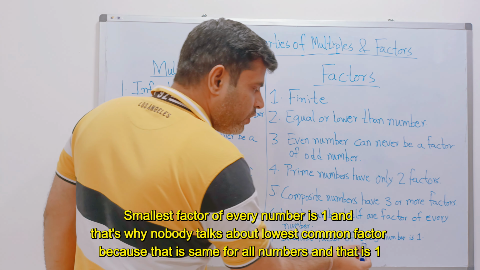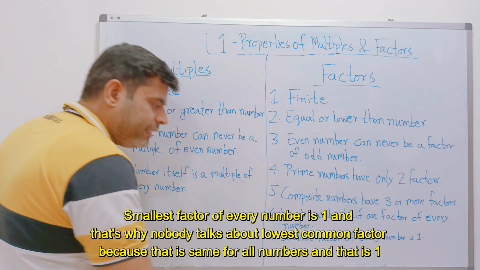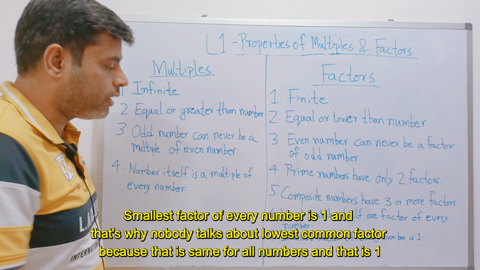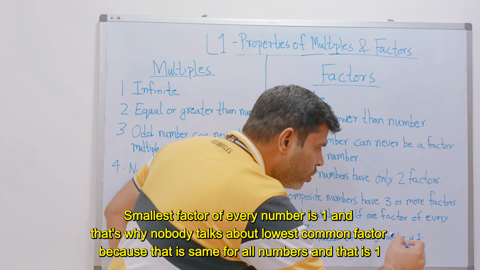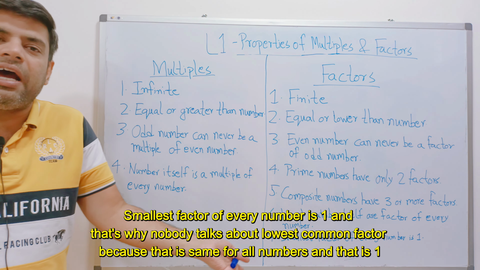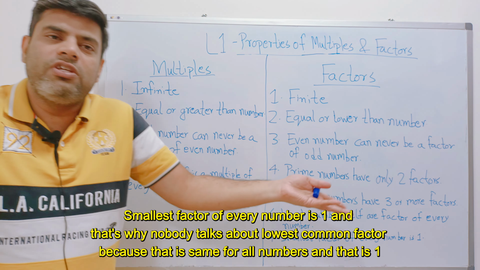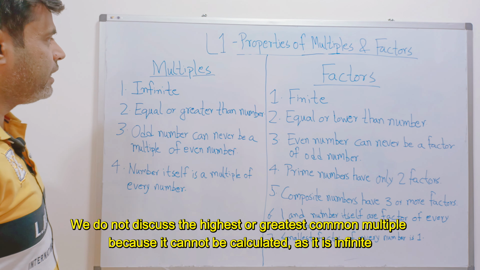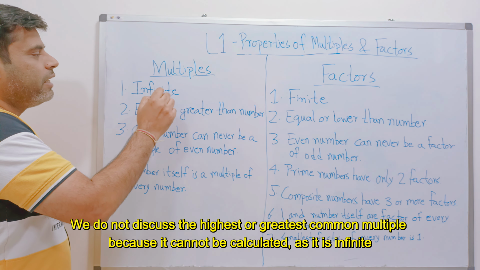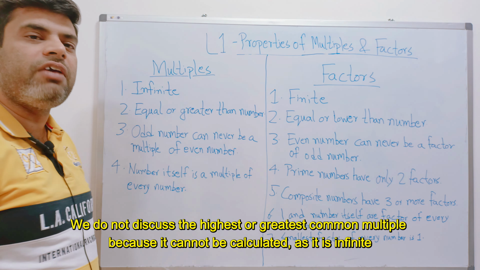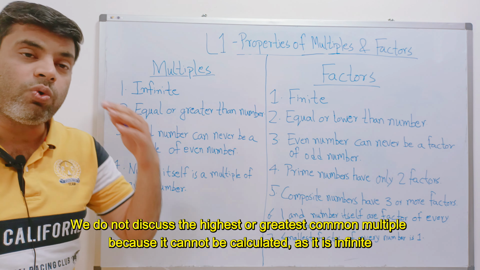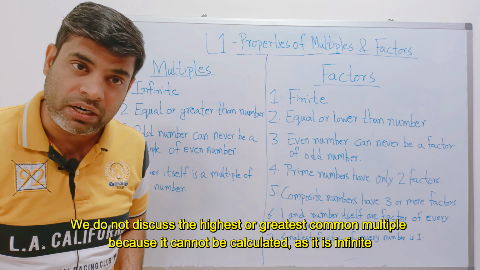Seventh, the smallest factor of every number is 1. And this is the reason we talk about highest common factor. We don't talk about lowest common factor, because the lowest or smallest common factor of every number is 1. So there is no practical application of that. It's a constant. It's always 1. That is the reason. And why don't we talk about highest common multiple? Because it is infinite, you can go till infinity. We don't even know what the highest common multiple of any number is. That's why we don't talk about highest common multiple as well.